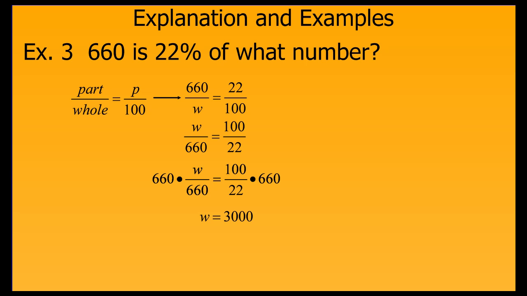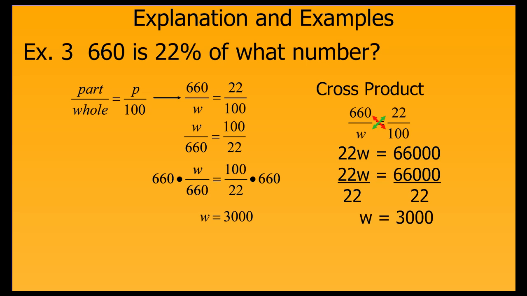Since 660 is a little more than 600, and 22% is a little more than 20%, our answer seems reasonable. Just a quick note about something called cross products. You may have previously learned that you can solve proportions by taking the cross product. In this case, that's multiplying w times 22 and getting 22w on the left side, then taking 660 times 100 and getting 66,000 on the right side, which gives you 22w equal to 66,000. You would then solve this equation by dividing both sides by 22.